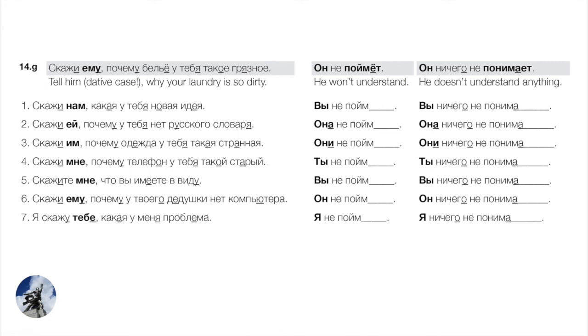Okay, number 2, tell her, dative. Say to her, tell to her why you don't have a Russian dictionary. Почему у тебя нет русского словаря? There's our genitive of non-existence. Okay, she won't understand. She doesn't understand anything. Она не поймет. Она ничего не понимает.